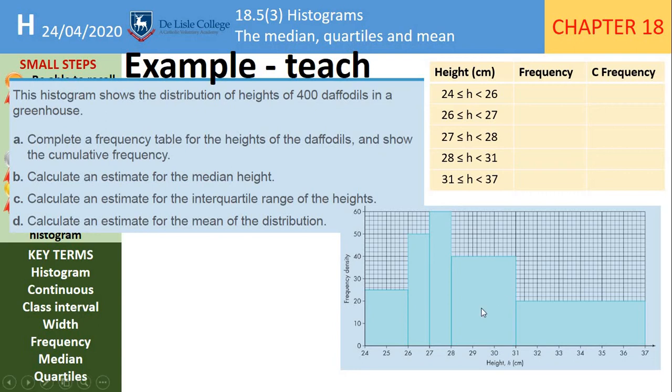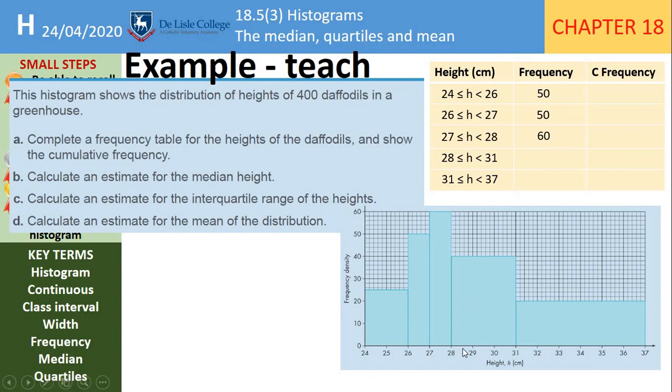Now to fill in the frequency, remember on a histogram the frequency is the area of the bar. So we need to do the class width or the interval width multiplied by the frequency density. So for the first one, 24 to 26 is 2. My frequency density is 25, so 2 multiplied by 25 will give me a frequency of 50. For 26 to 27, I've got a width of 1 here, multiplied by 50, so I have a frequency again of 50. For the third bar, I have a width of 1 and a height of 60. 1 times 60 will give me a frequency of 60.